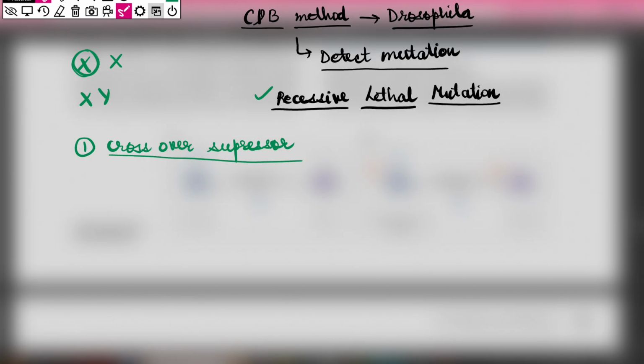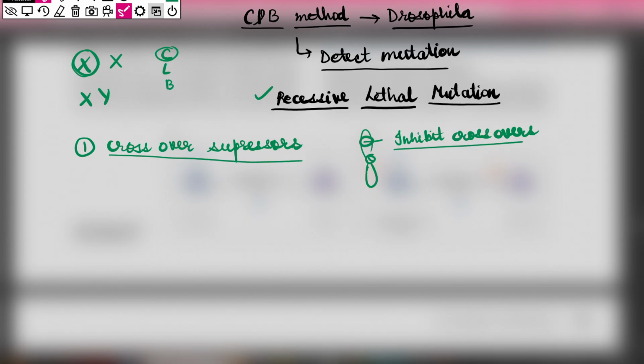So this X chromosome has to have three characteristics. One is C, one is L, and one is B. The C characteristic tells about the crossover suppressor. These suppressors have to be present on the X chromosome so that they inhibit the crossovers. And this X chromosome should be inherited as it is.